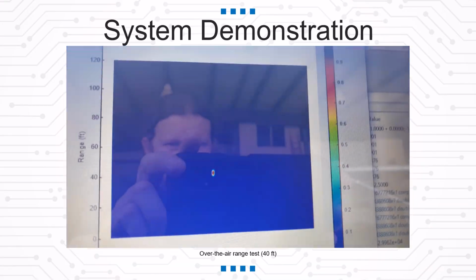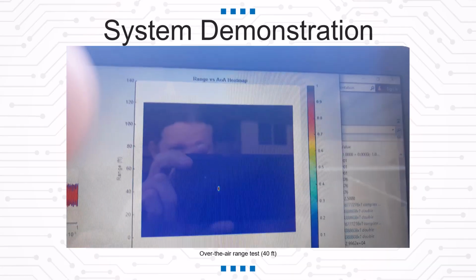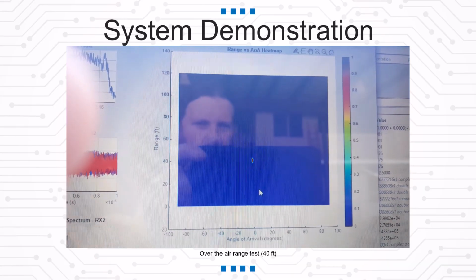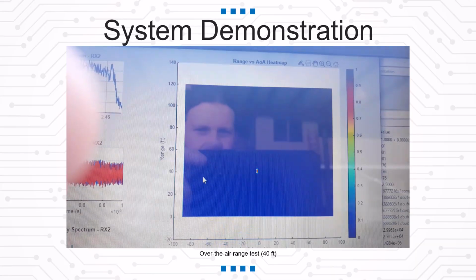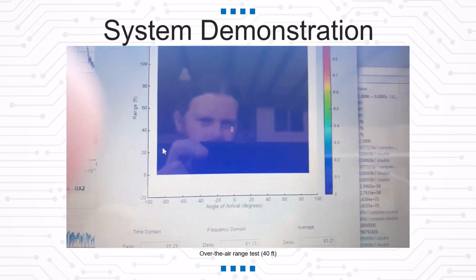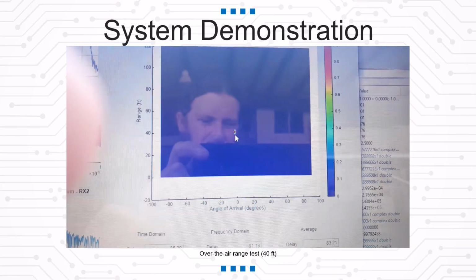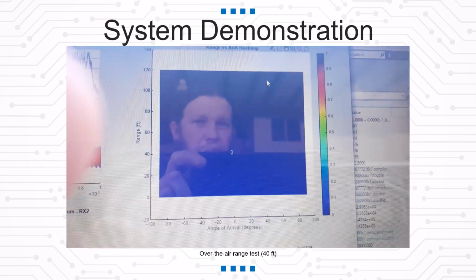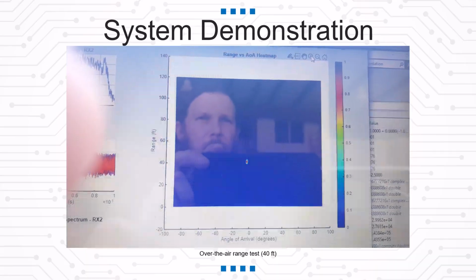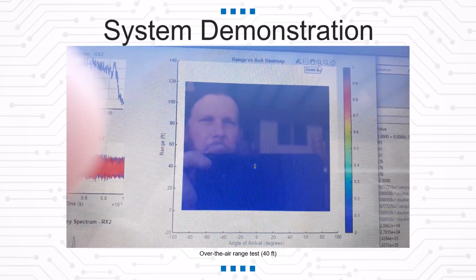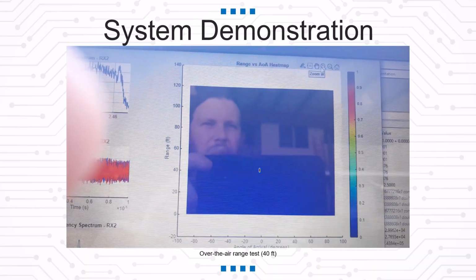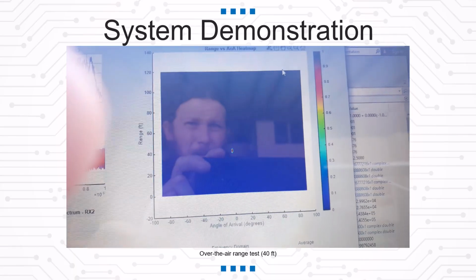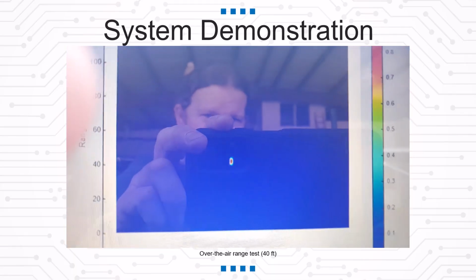And this is the range versus angle of arrival heat map. We have angle of arrival on the bottom, the x-axis, and the range on the left axis. So it's slightly shifted to the left, but we're right about 40 feet. And this is actually plotting the time domain and the frequency domain and the average. So it shows up as a single plot.